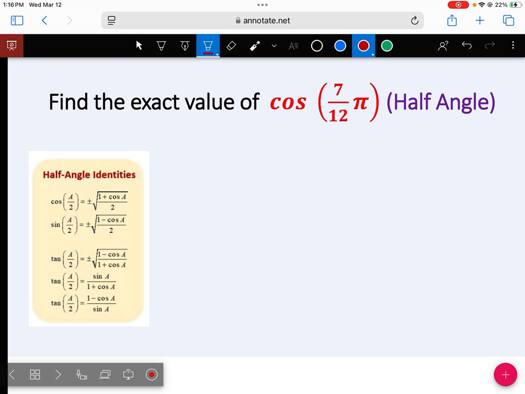I'm a little scared though. I'm gonna ask the question. Does anybody know how we'll figure out what angle we're working with on our unit circle? Because it's easy to figure out what angle to take in half when it's in degrees, but anybody have a clue how I'm going to approach this? Because it's 7 over 12.